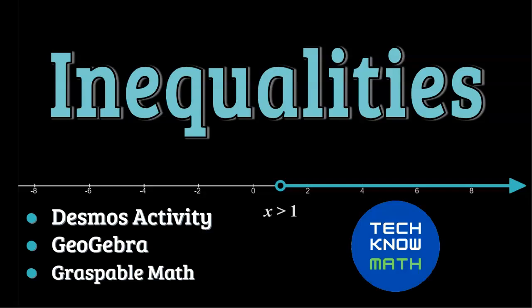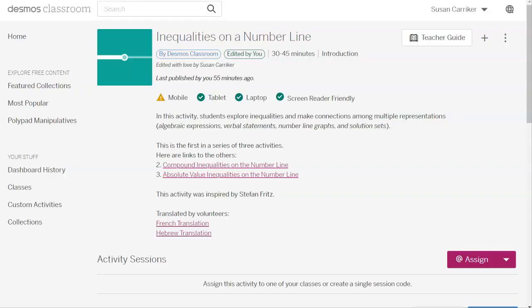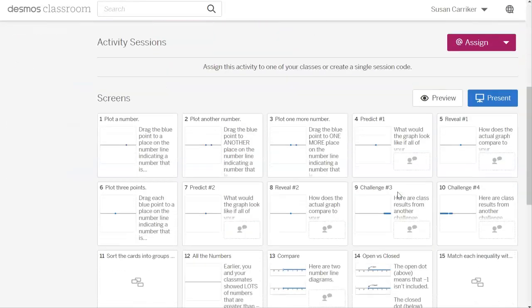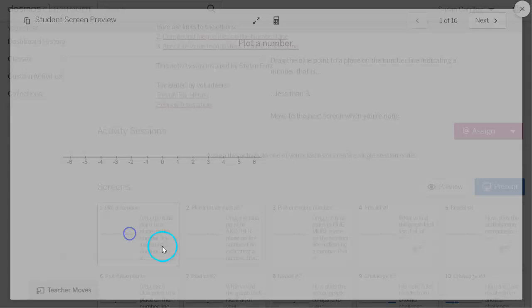This is Algebra 1, Term 3, Lesson 1, Inequalities, specifically one variable inequalities, and we'll be graphing those on number lines. Let's start with the Desmos activity. This activity revisits linear inequalities on a number line. There's no solving really. It's just making sure that kids have a strong conceptual understanding of the notation and the graphs for inequalities. There are 16 different screens, but don't worry, this goes very quickly.